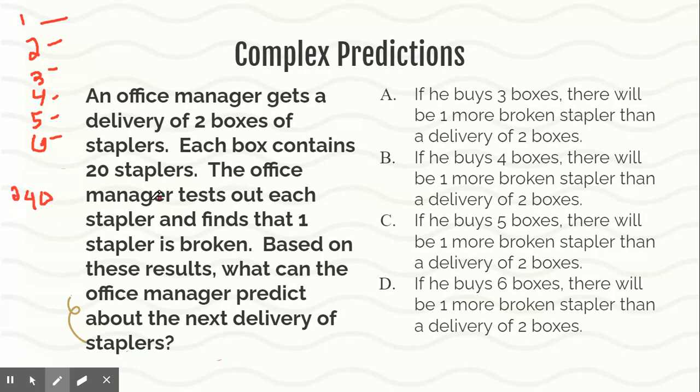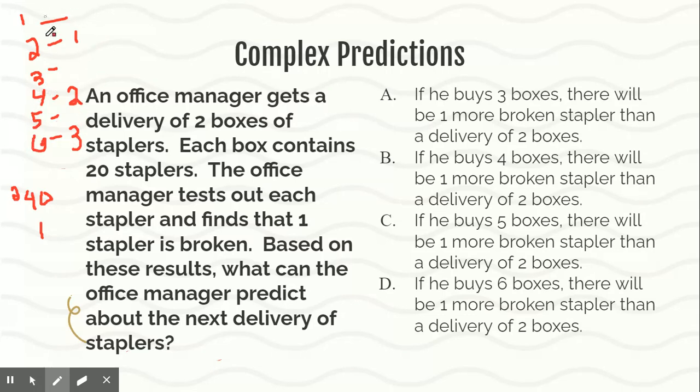Okay. The office manager tests out each stapler and finds that 1 stapler is broken. So out of 2 boxes, only 1 stapler is broken. Okay. So that means in every 2 boxes, I'm going to have 1 stapler broken. So I'm going to count by 2's here. 2, 4. So another 2 boxes, that's 2. And another 2 boxes, that's 3. So every 2 boxes would have 1. So 2 would have 1. And then I skip to 4. 2 plus 2 is 4, and I add 1 more, and then another 2, and add one more.